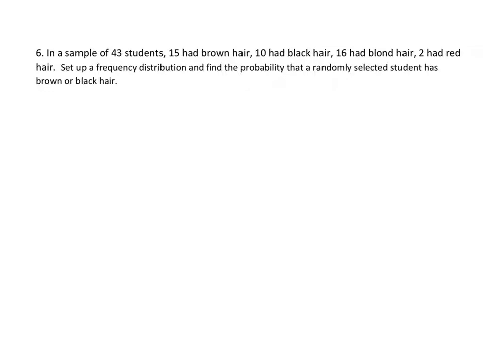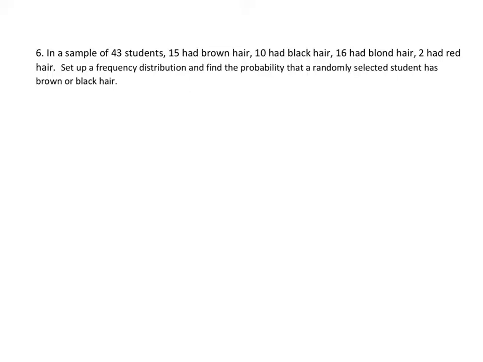So first of all, they're already telling us how many there are total. So we don't even have to add up how many there are total. We might want to add them up just to check, but they're telling us from the start that there's 43 total. So of these 43, 15 had brown, 10 had black hair, 16 had blonde hair, and 2 had red hair.